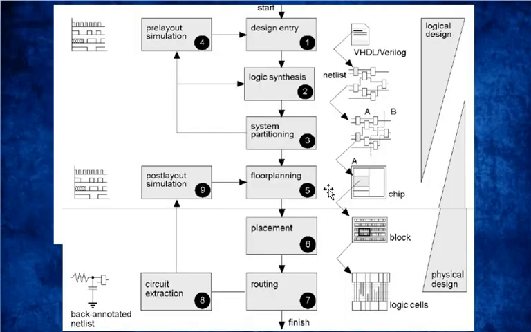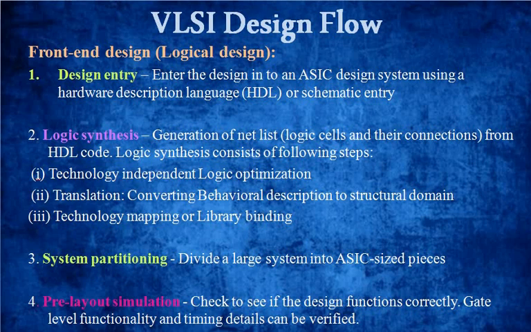Correct. This is it. From here you will be having physical design: placing, routing, blocking, and circuit extraction. This is your front end part. Once we will revise all the steps here clearly. In the front end part, in the logic design, the first one you are having design entry.